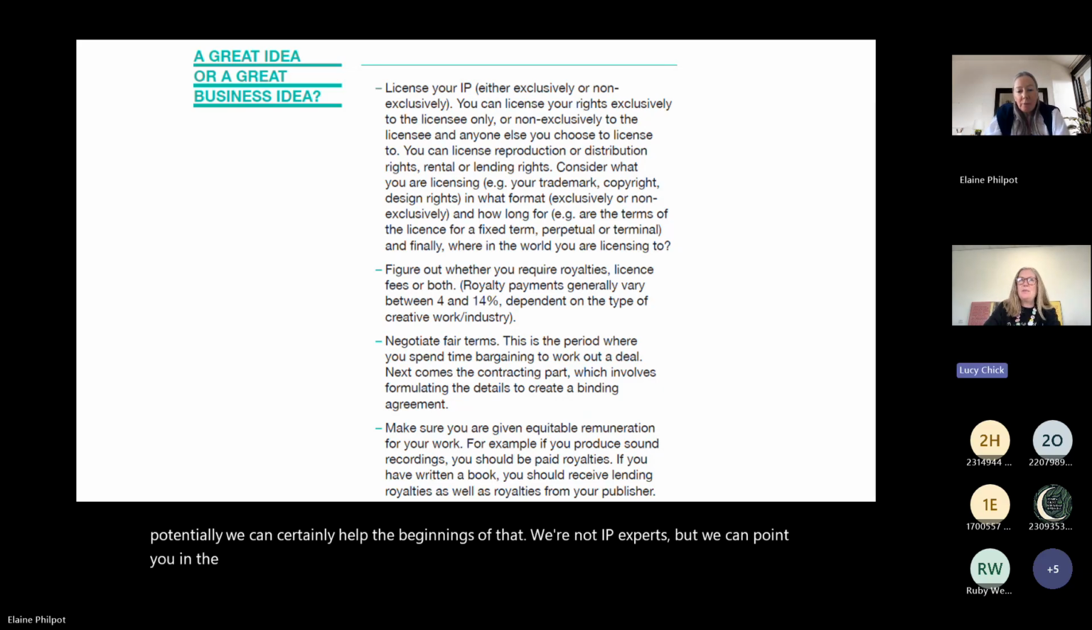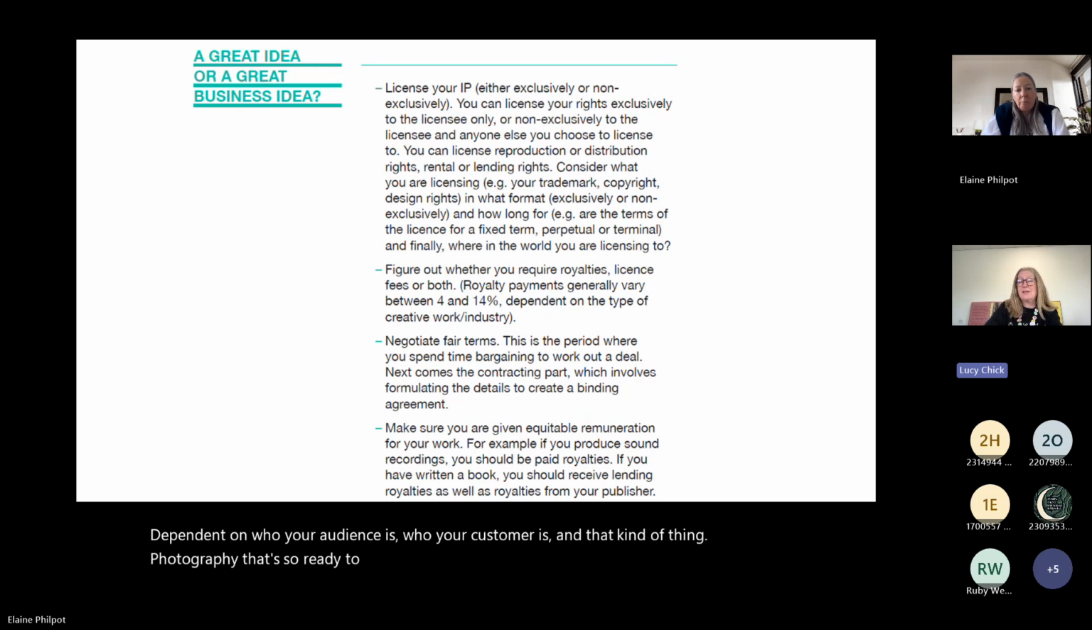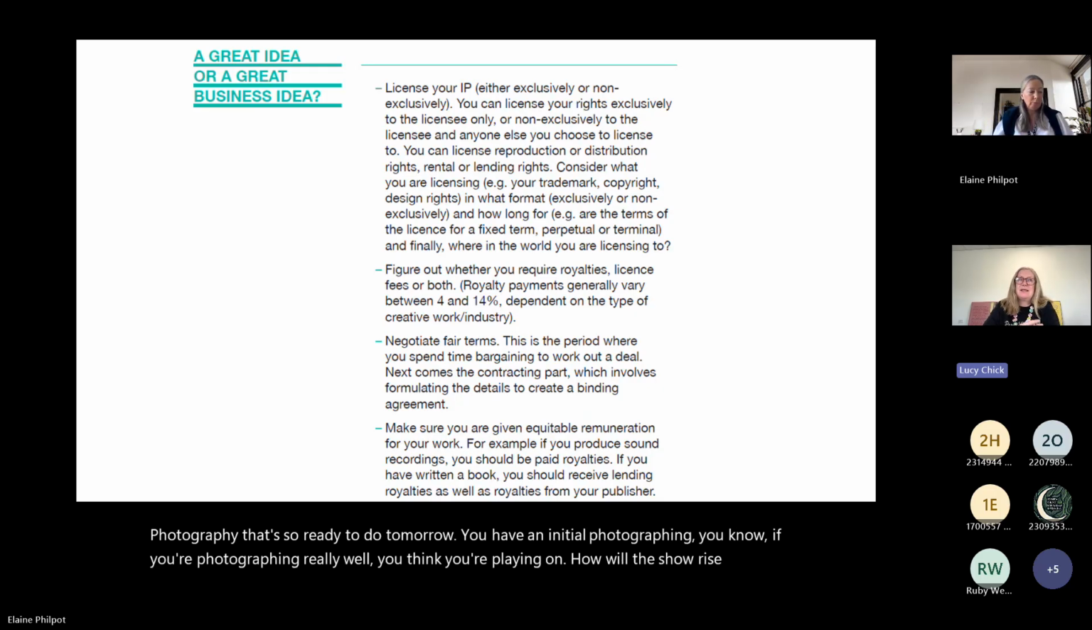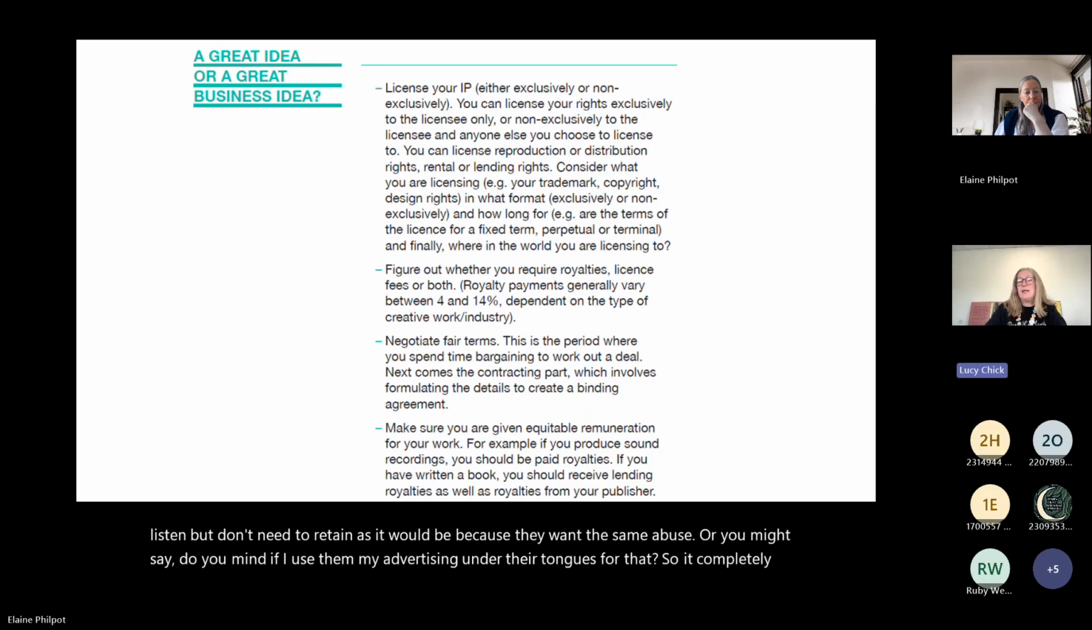I would also say IP is very dependent on who your audience is, who your customer is, and that kind of thing. Because even though I mentioned in photography, let's say you're a wedding photographer, if you're photographing really wealthy people, they will want the full rights to the imagery and will pay you for it. If you're photographing weddings and it's normal day-to-day people, the likelihood is that you don't need to retain those images because they wouldn't necessarily be useful. You might say, do you mind, can I use them in my advertising? I'm going to retain use for that. So it completely depends on the context of the business, and we can help you with that and how it would work.